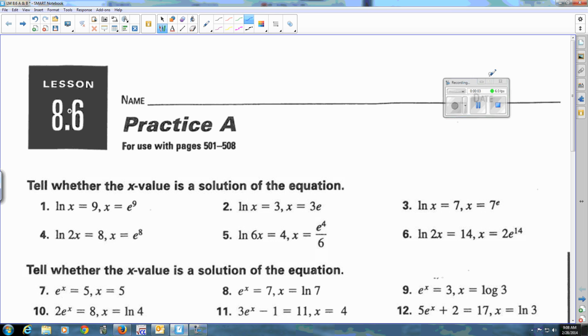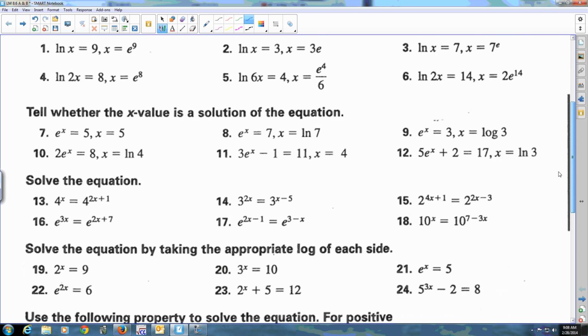Hello everyone, this is for section 8.6 for Algebra 2. On this worksheet I'm going to start you guys out with number 13.